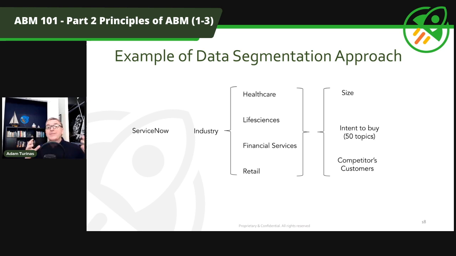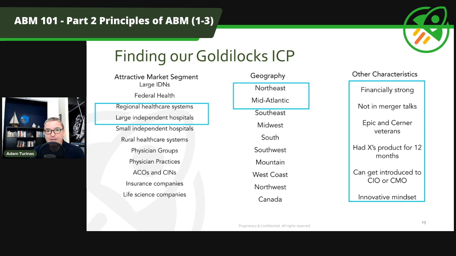So this company will take this total available market of healthcare, life sciences, financial services and retail accounts, of which there are thousands, obviously, and they slice and dice them based on a set of characteristics that are best suited to the way that they want to sell and market.